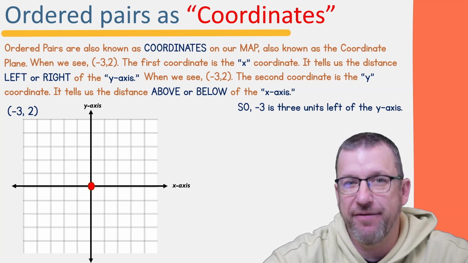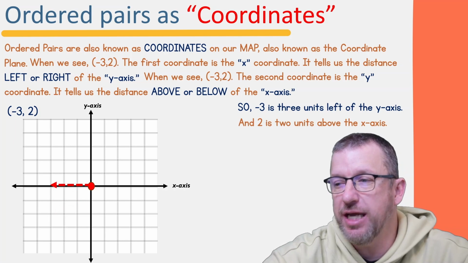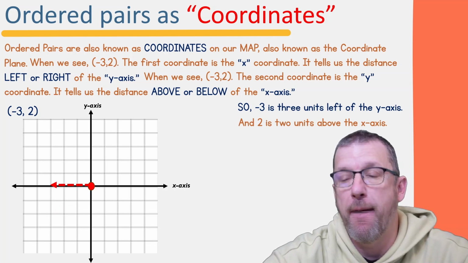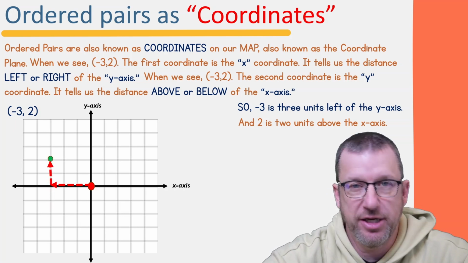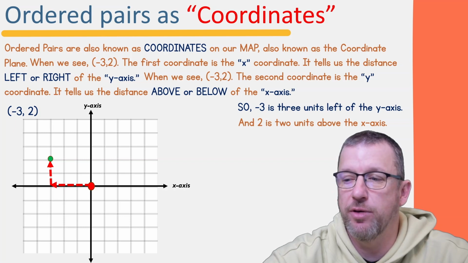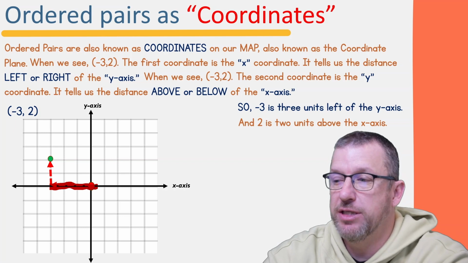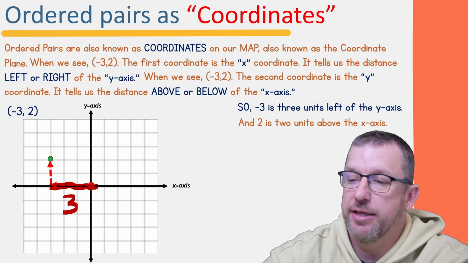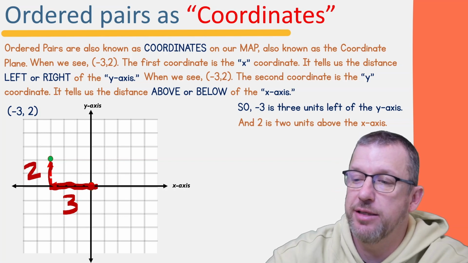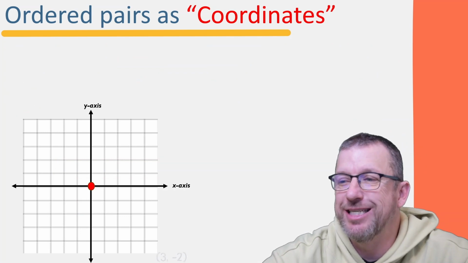So again, -3 is 3 units left of the y-axis. So we know it's going to be 3 to the left, and the second one tells us the 2, it's 2 units above the x-axis. So we go up, and that tells us where our point is, okay? Again, we kind of just did that, but I want you to understand that we're talking about a distance. The distance from here to here, even though it's a -3, is 3. We went 3 spots. And that distance up went 2 spots, so that distance is 2. So we're thinking about our ordered pairs more as a distance situation, okay?